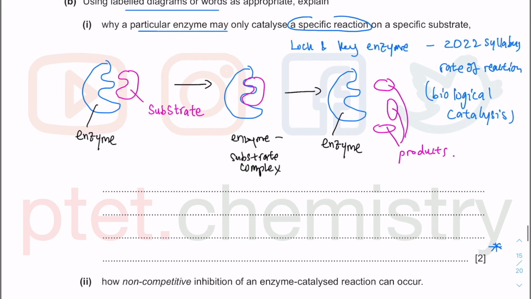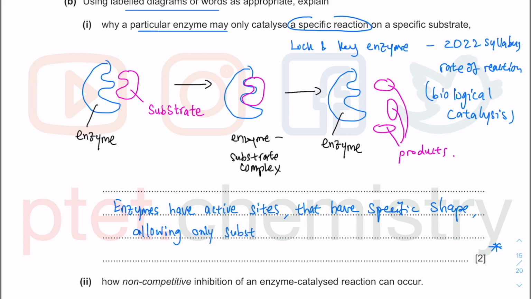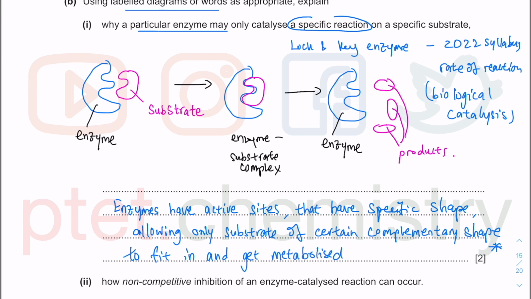So why does it only work with a specific substrate or specific reaction? We can say that enzymes have active sites. These are three-dimensional pockets, obviously, that have a specific shape, and this specific shape allows only substrates of certain sizes, of complementary geometry or complementary shape. Complementary means it must match the shape. That's why it's called the lock and key mechanism. Complementary shape to fit in and get metabolized, or undergo a catalysis reaction, or get catalyzed. So therefore, very, very specific lock and key mechanism there.